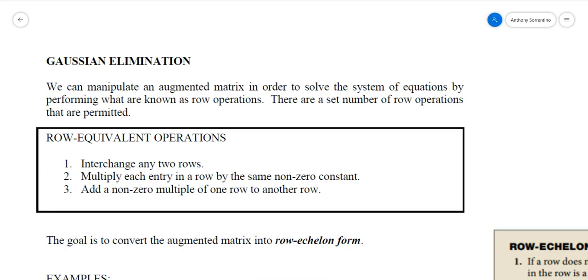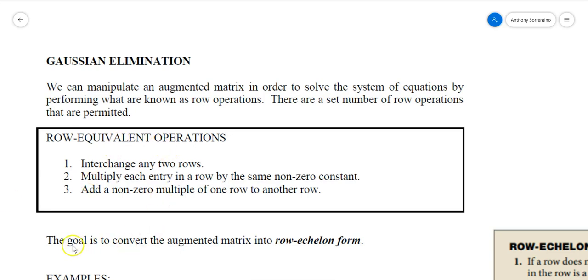And the third thing I can do is add a non-zero multiple of any row to another row. These row operations make up both Gaussian elimination and what they call Gauss-Jordan elimination. The only difference between the two is what kind of structure you want your augmented matrix to look like before you say, okay, I'm done, I can start figuring out what the answers are. And here's what I mean.